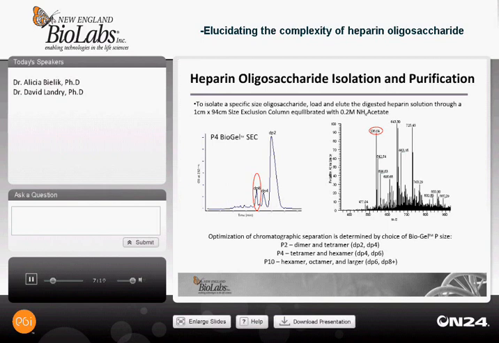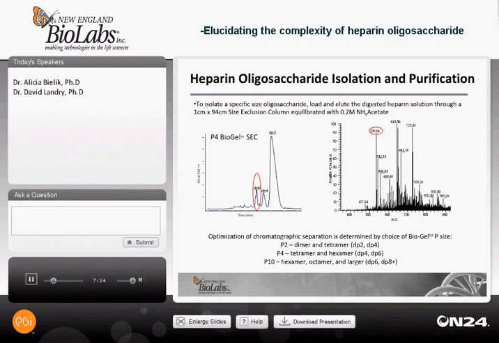We know the mass of our hexasaccharide of interest, so we can take a fraction from this peak. We can analyze it by mass spec to see if we have that peak of interest. We know our mass, and the mass to charge ratio for the triply charged ion is 536. We see that in our mass spec analysis. This is not a pure hexasaccharide at this point, so we also see many other peaks and noise peaks present, telling us that we need to further isolate the oligosaccharide.